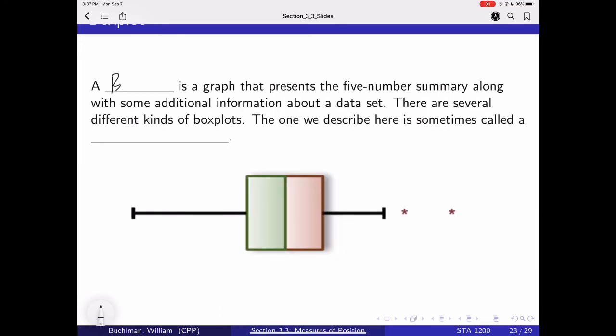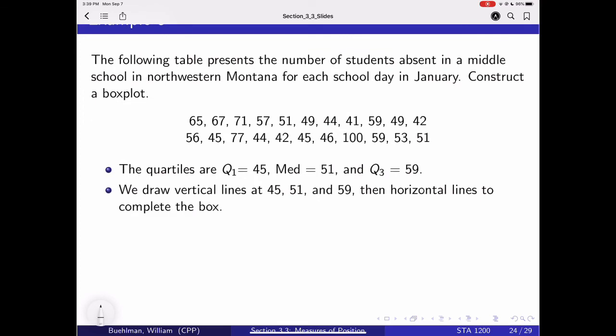A box plot is a graph that presents the 5-number summary along with some additional information about the dataset. There are several different kinds of box plots. The one we used here is called a modified box plot. Here's example 8, which uses the absentee data from the middle school in Montana.